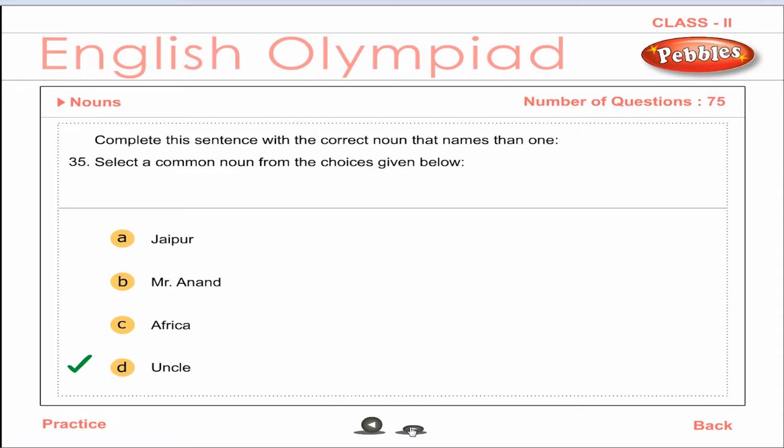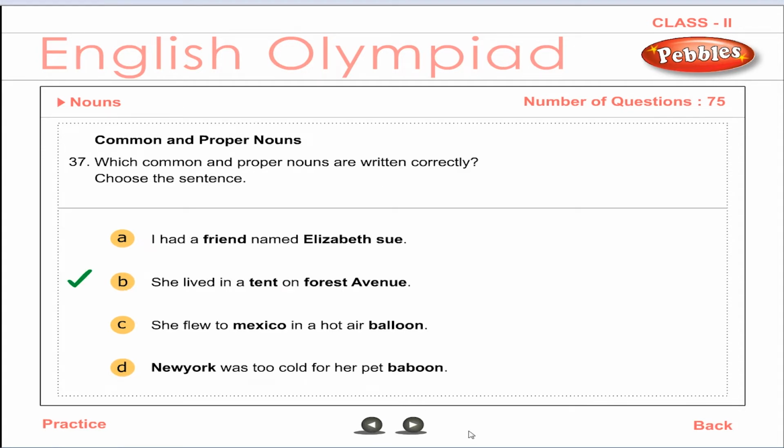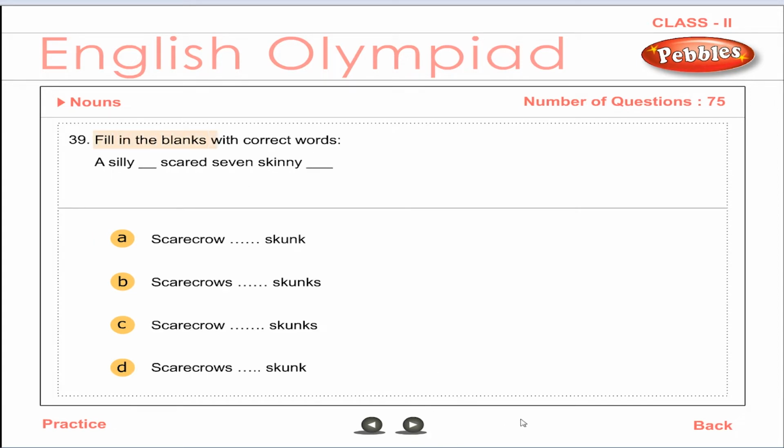Excellent. Common and proper nouns. Fantastic. Correct. Excellent. Fill in the blank with the correct words.